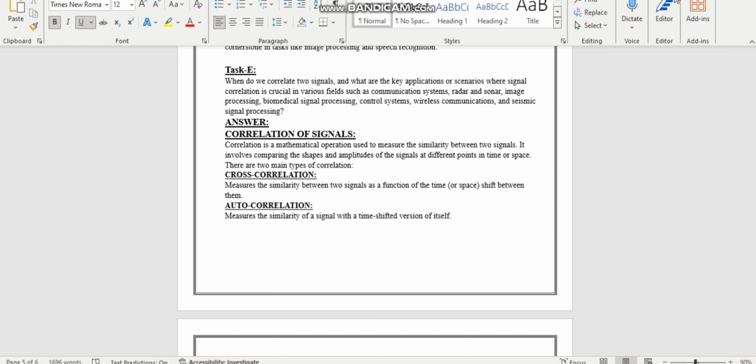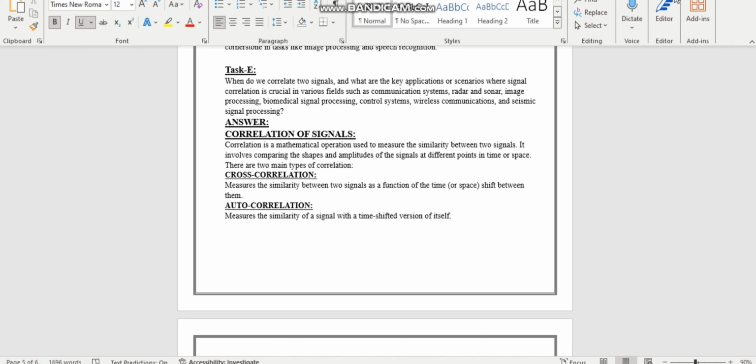recognition. In task E, when do we correlate two signals and what are the key applications or scenarios where signal correlation is crucial in various fields such as communication systems, radar and sonar, image processing, biomedical signal processing, control systems, wireless communication, and seismic signal processing?